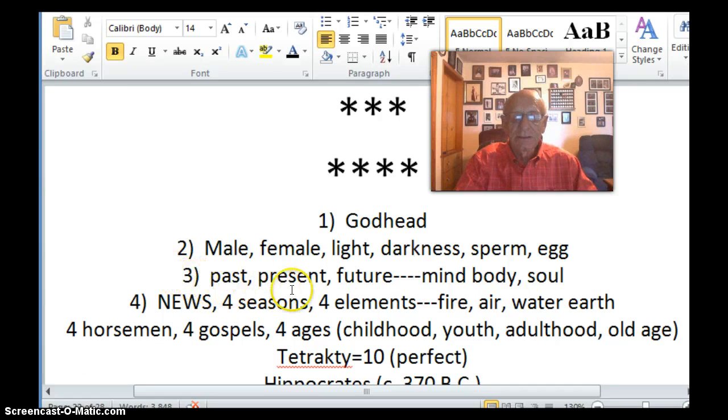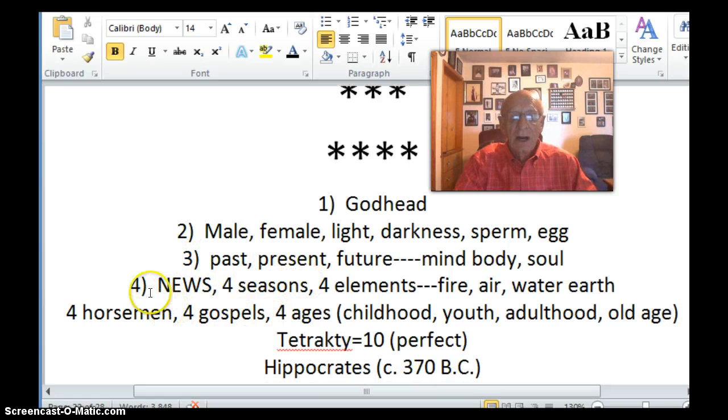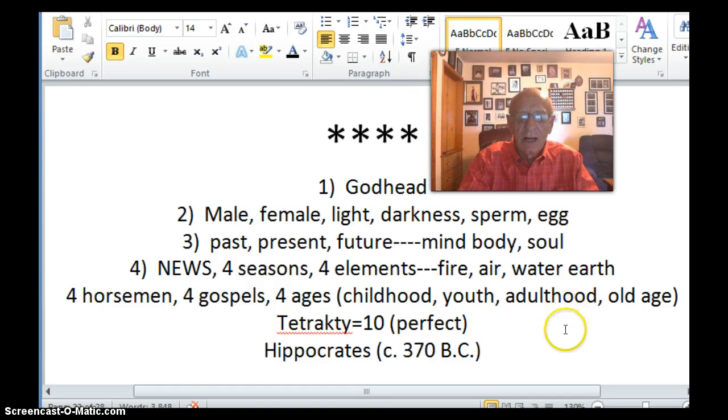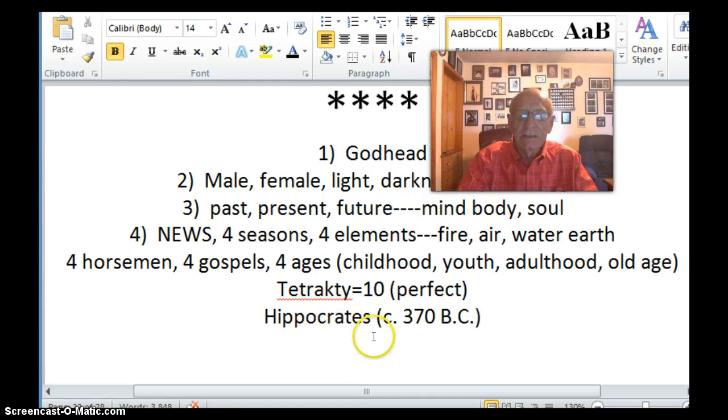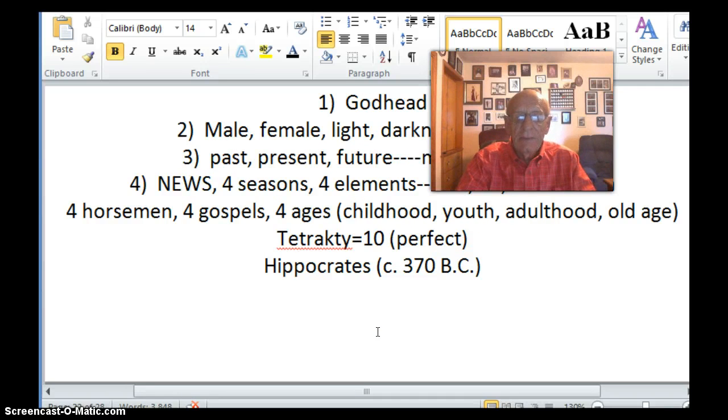As far as the personalities are concerned, we have 4 directions, north, east, west, south, 4 seasons, 4 elements, fire, air, water, and earth, 4 horsemen, 4 gospels, 4 ages, childhood, youth, adulthood, old age. So we have a history here. These individuals were talking about this. And looking at Hippocrates in about 370 BCE, he came up with 4 humors.